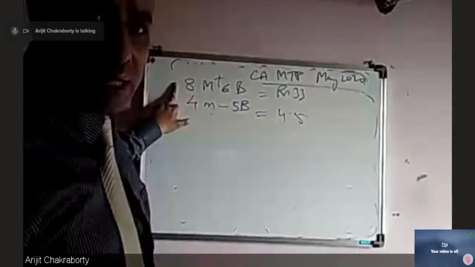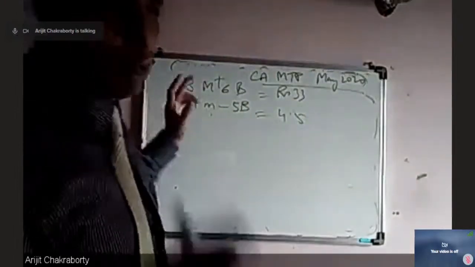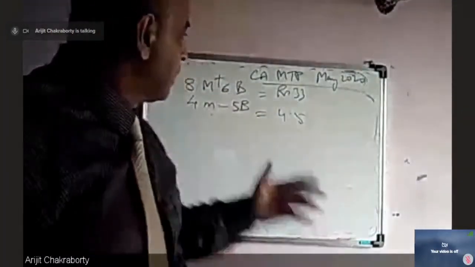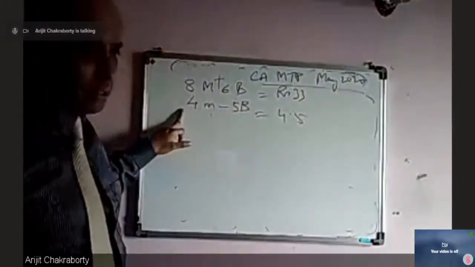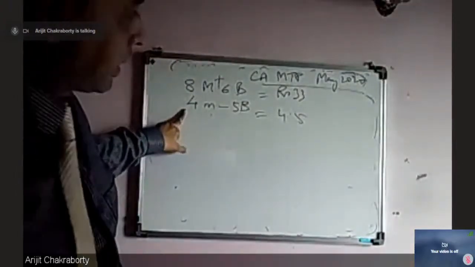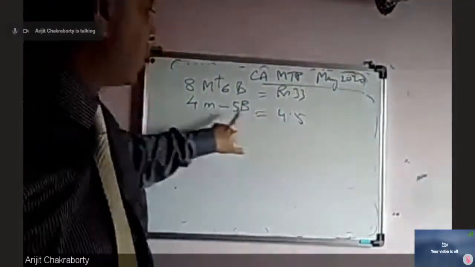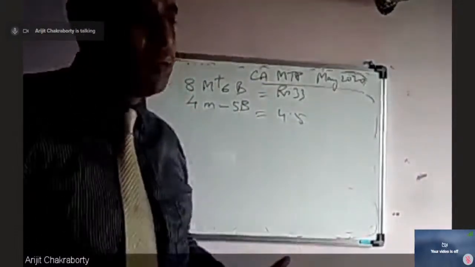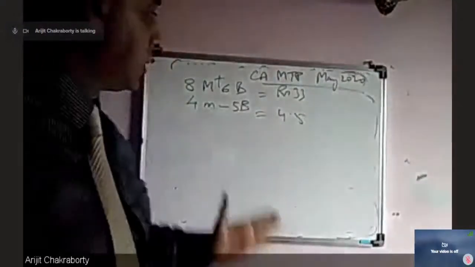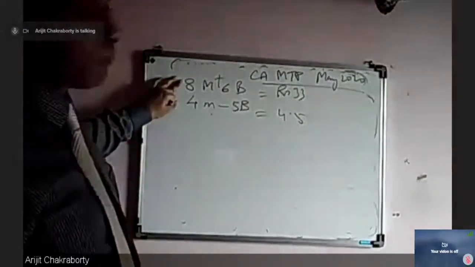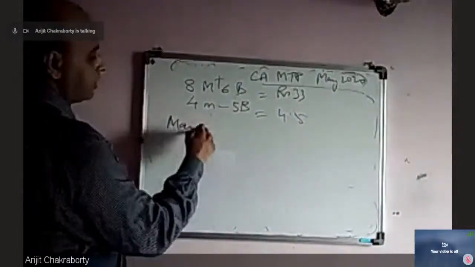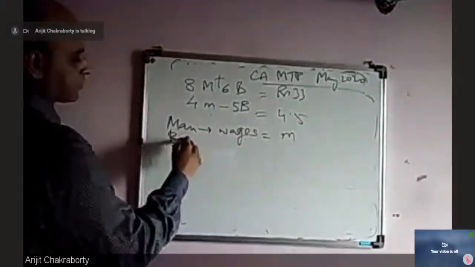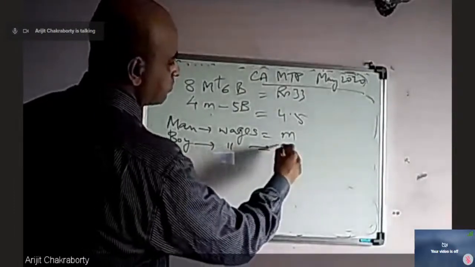So I have taken the wages. The problem says the wages of 8 men and 6 boys, the total wages they are getting is rupees 33, and the wages 4 men are getting is 4.5 rupees more than 5 boys. You have to find out the wage which a boy gets and which a man gets. Okay. So the equation is very simple. We are assuming that the men's wage is M and the wage the boy is getting is B.